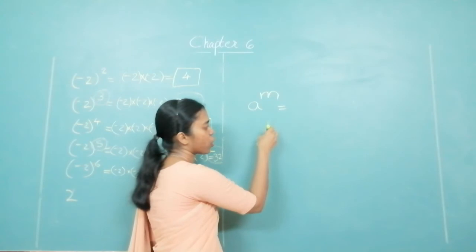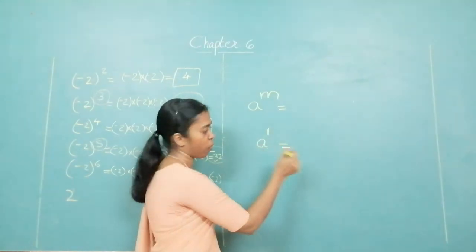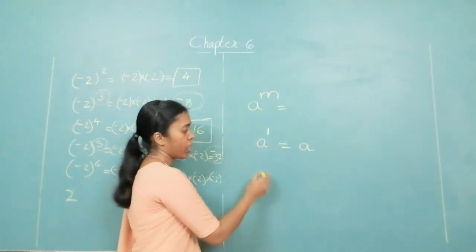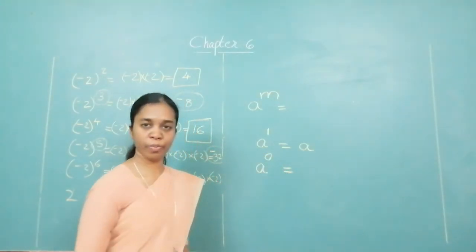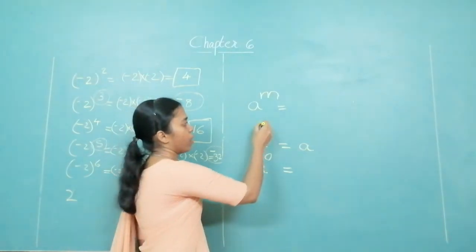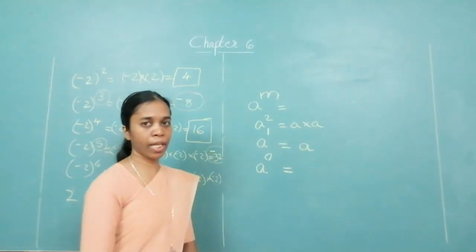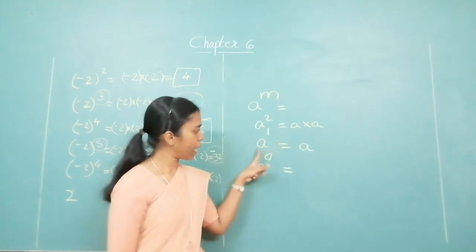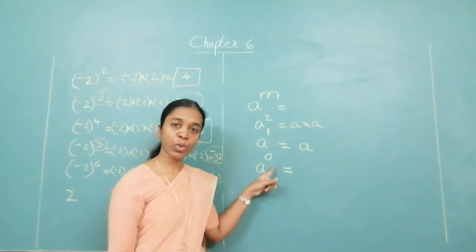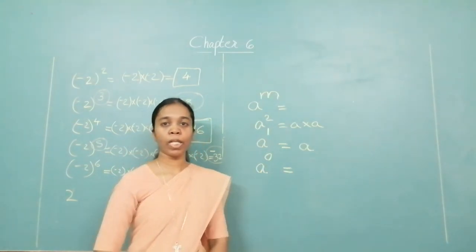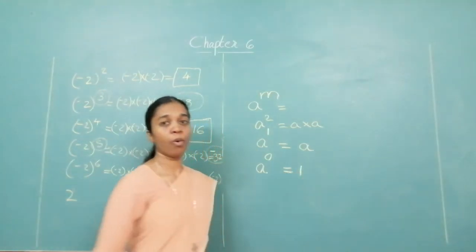Suppose I have a raised to 1. What is the meaning of a raised to 1? It means a is multiplied only once. So the answer will be a. Then can you tell me what will be a raised to 0? Please remember now. When we have a raised to 2, it is a into a, that is a multiplied twice. A raised to 1 means a multiplied once. A raised to 0 means a is not multiplied. If it is not multiplied, then the answer will be 1.